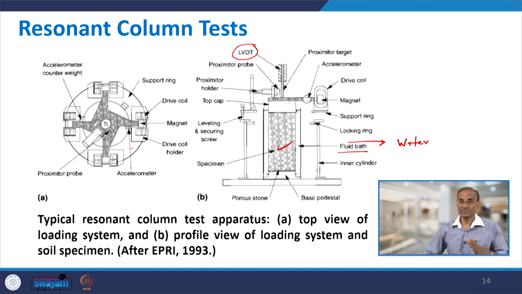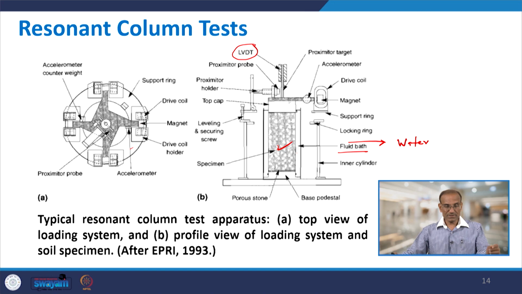Once you put this on the top, you can apply torsional loading. In the torsional loading all four magnets will move in one direction, but when you apply the axial loading then two are moving clockwise and the other two will move anti-clockwise. So, this way you apply the axial loading or longitudinal loading.